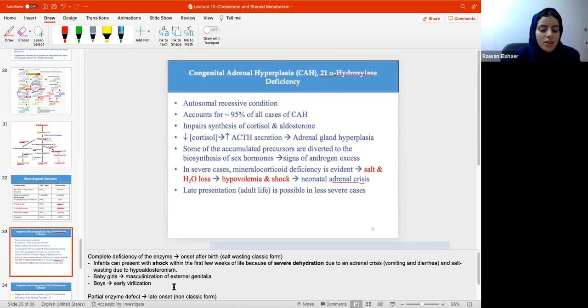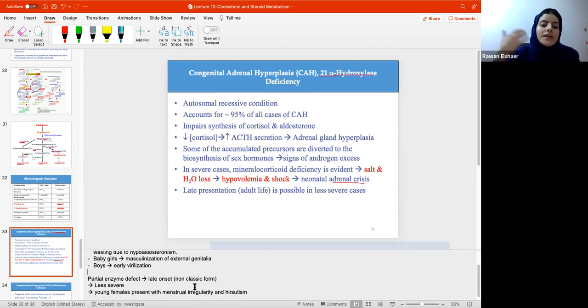The partial enzyme defect, this is the late onset form. This is the non-classic form. This is the one where the person grows up normally, there's nothing wrong, he just comes later with what? Usually it's not a he, usually it's the girl who comes. Usually the girls come because they have menstrual irregularity and hirsutism. Why does she have menstrual irregularity and hirsutism? Because she has so many androgens.